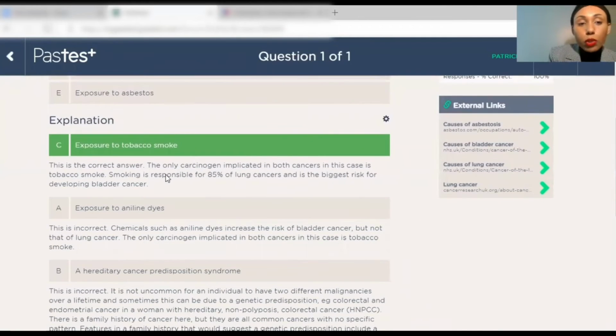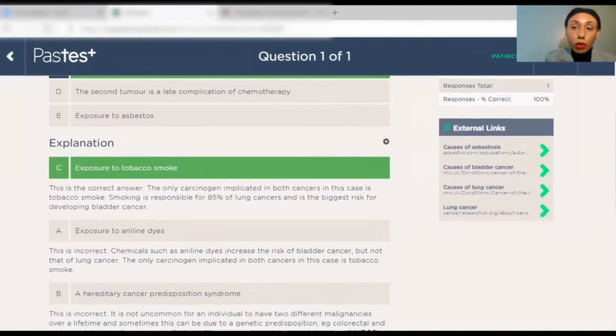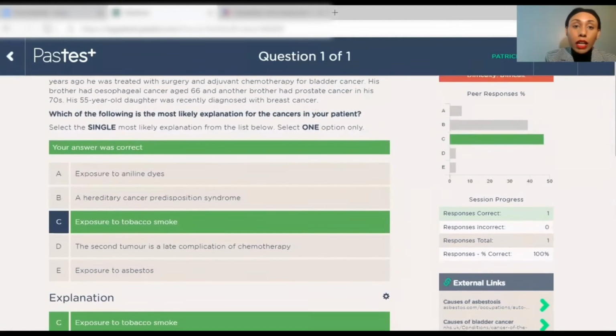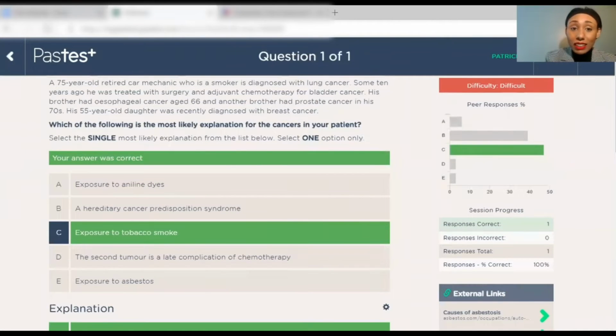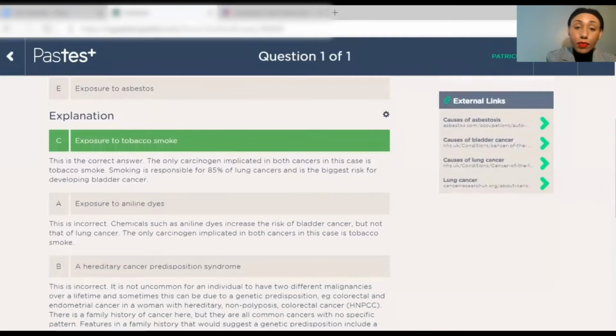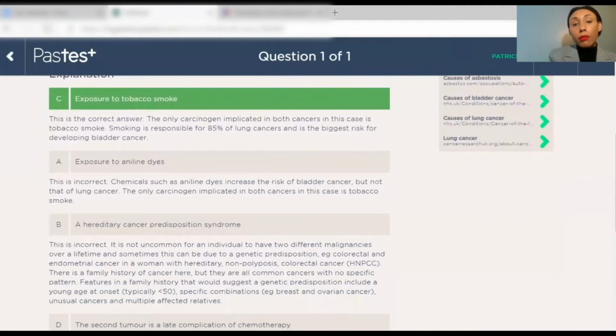So exposure to tobacco smoke. This is, of course, the correct answer. The only carcinogen implicated in both cancers in this case is tobacco smoke. So let's just go back and remind ourselves it was lung cancer and before that he had a bladder cancer. So smoking is responsible for 85% of lung cancers and is the biggest risk for developing bladder cancer.